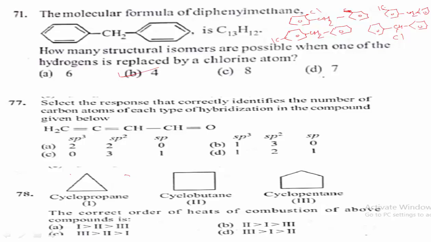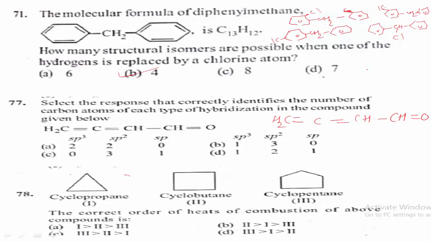Select the response that correctly identifies the number of carbon atoms of each type of hybridization in the compound given below. Okay, observe the given compound carefully. The carbon atoms are involved in different types of hybridization. First I write the given structure once again. Here CH2 double bond C, here double bond CH, here single bond CH, double bond O.